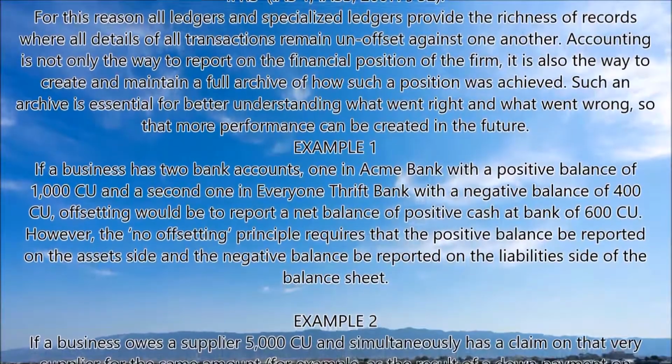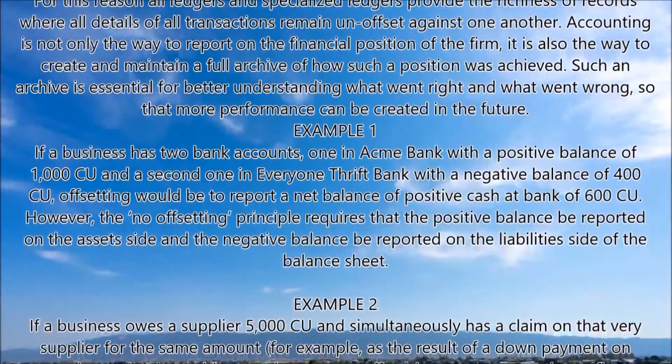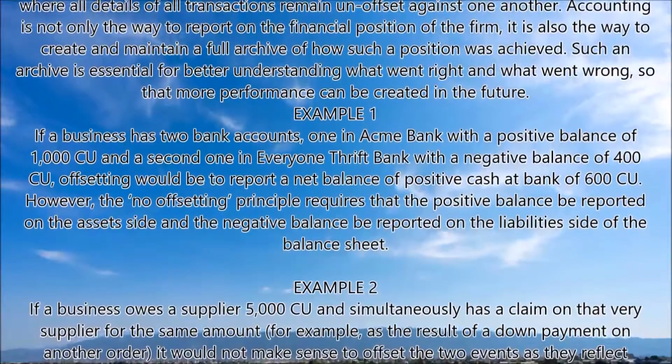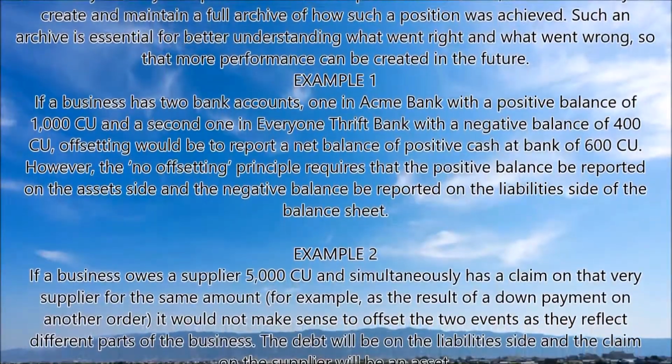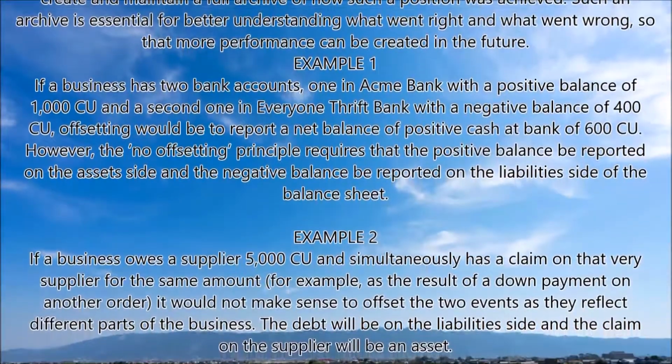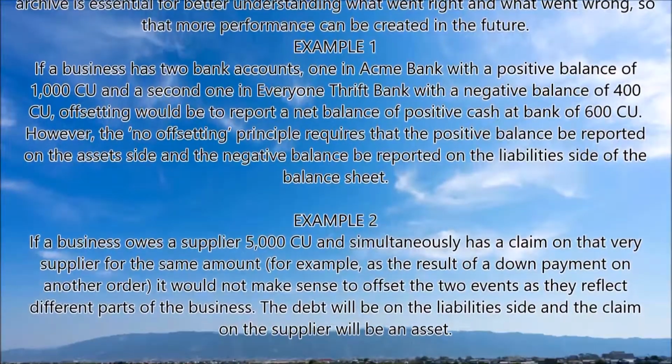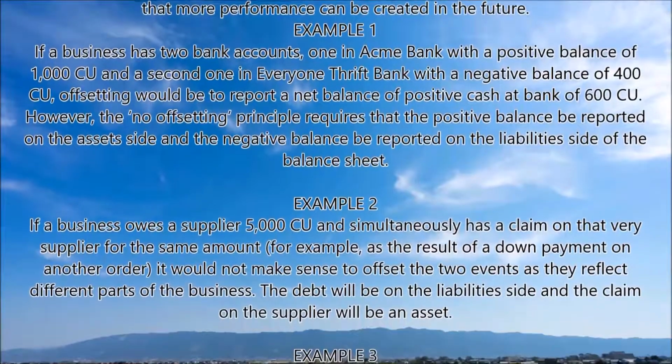For this reason all ledgers and specialized ledgers provide the richness of records where all details of all transactions remain unoffset against one another. Accounting is not only the way to report on the financial position of the firm, it is also the way to create and maintain a full archive of how such a position was achieved. Such an archive is essential for better understanding what went right and what went wrong, so that more performance can be created in the future.